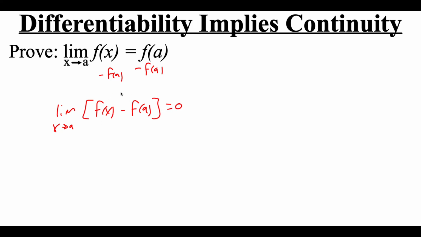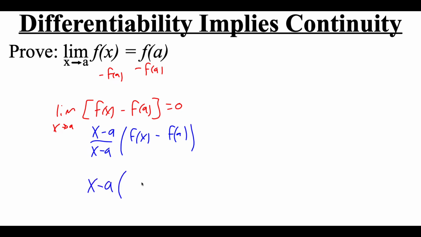Now, in order to help me prove this, I need to do a little multiplying. I'm going to multiply by a fraction, x minus a over x minus a, times this f of x minus f of a. And that's going to let me do a little rewriting. I'm going to take this x minus a that's in the denominator over here, and I'm going to write it as x minus a times f of x minus f of a, all over x minus a.